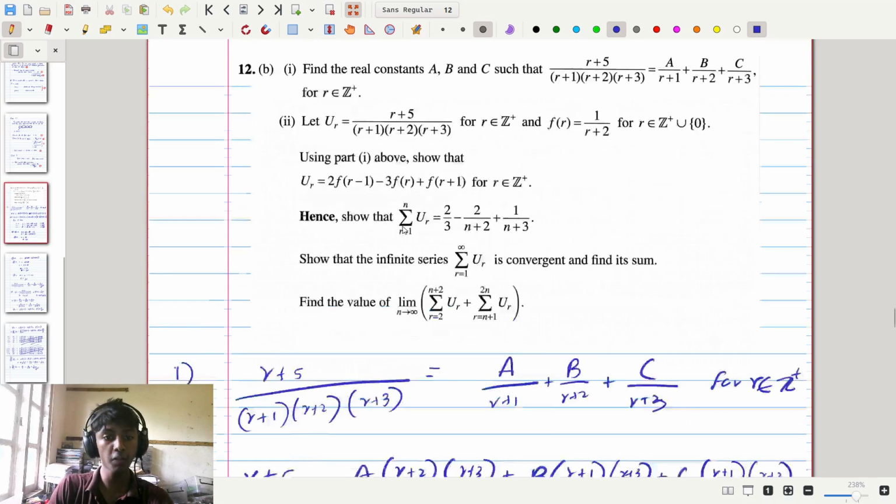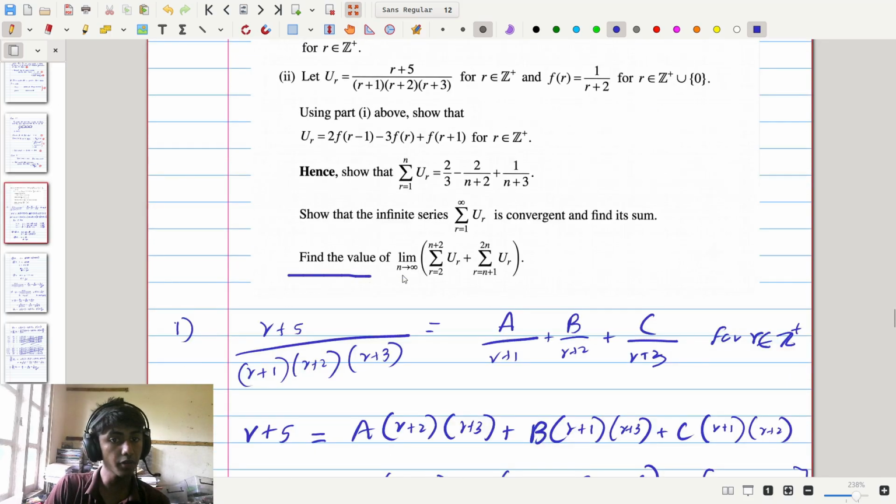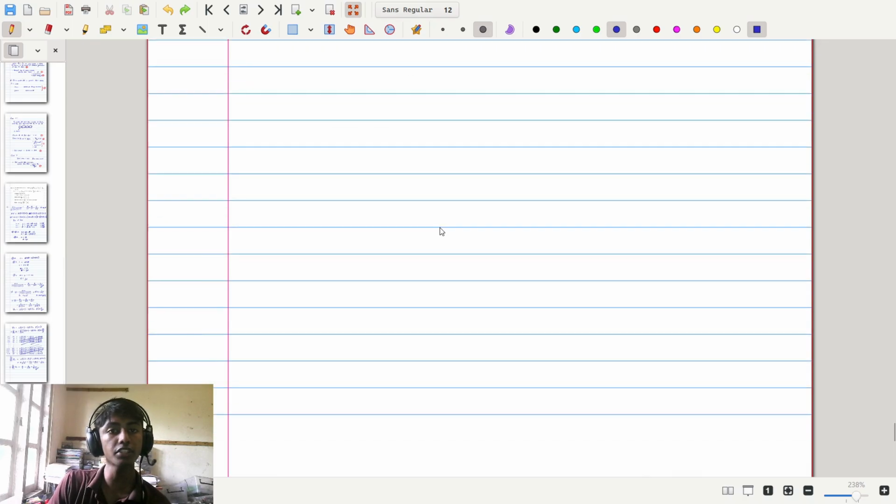Now we can move on to the last part of the question, which says, find the value of the limit as n approaches infinity of this whole expression on the inside here. Now before we do anything, let's write this down in our answer sheet, and then we'll try to figure out how we can tackle it with the information that we know so far.